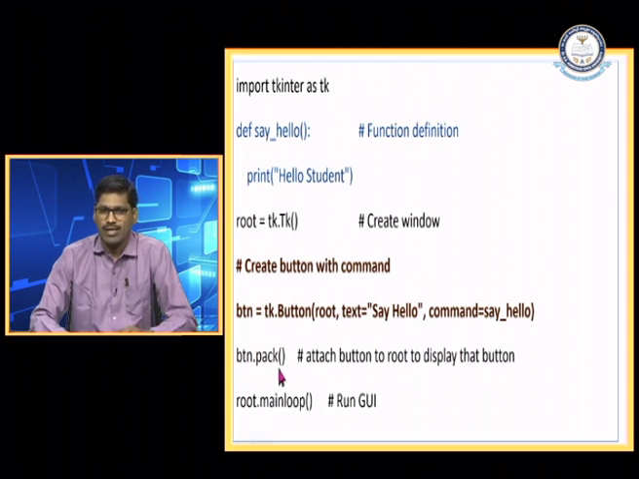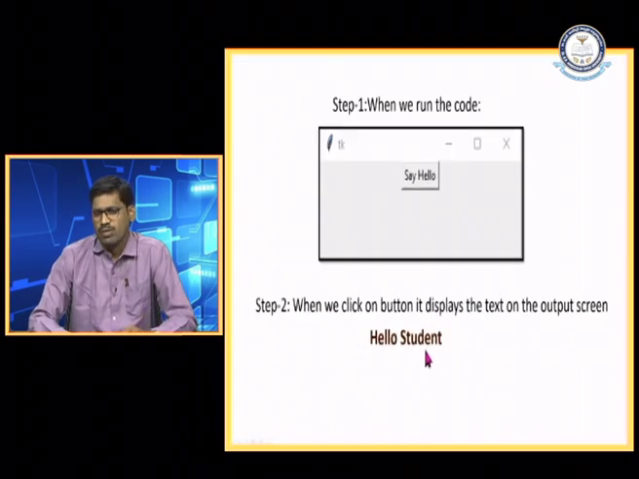Then button.pack, as usual. The button is created with the help of this statement, and with the help of this code the created button is attached to the root window and displayed on the screen, and mainloop as usual. If you execute that previous code, you will get this type of output. Observe here, this is the output when you execute the previous code. After that, just click on this button.